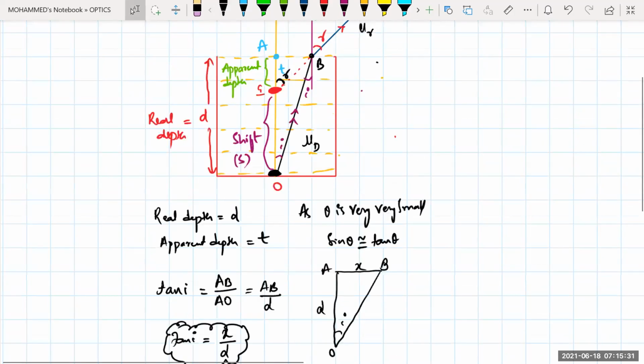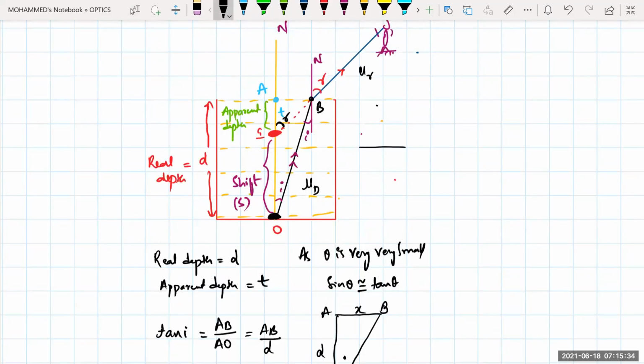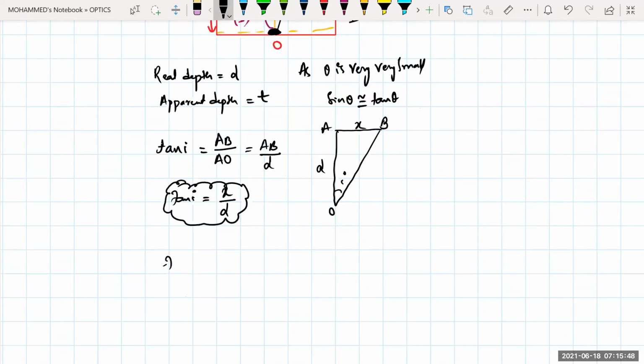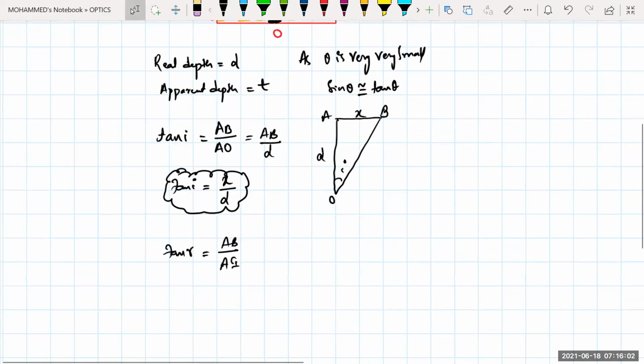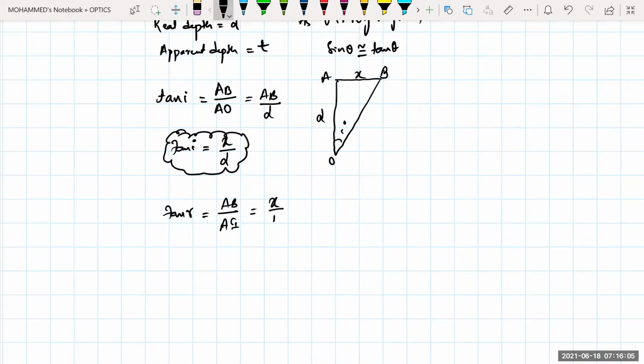The same way, if I write tan R, see the triangle. This one is also R, this one is I. This is A, and this one is B. This is x, and this one is the thickness T. So tan R is equal to AB divided by AI, which is x by the thickness T. This is equation number 1, and this is my equation number 2.